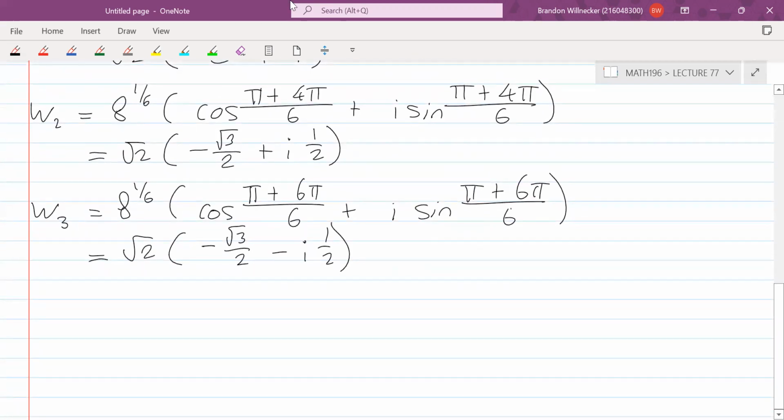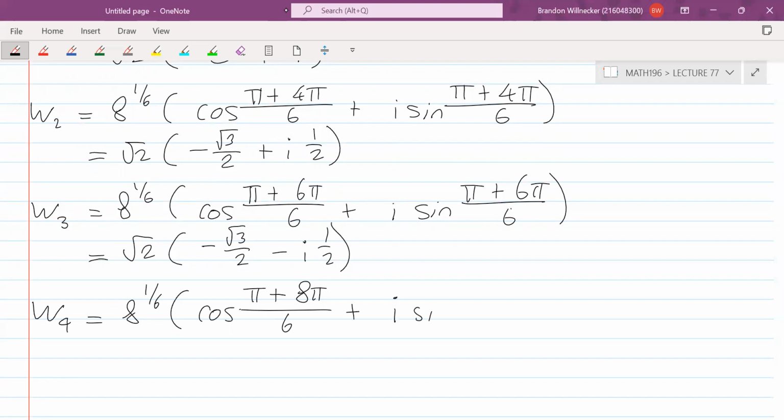Okay, almost done. W4. 8 to the 1 over 6, cos of pi plus, now we have 4 multiples of 2 pi. So it's going to be 8 pi over 6 plus r times sine pi plus 8 pi over 6. Okay, and again, we can simplify. So that's going to be root 2. This first part's going to give us 0. Second part's going to give us minus r.